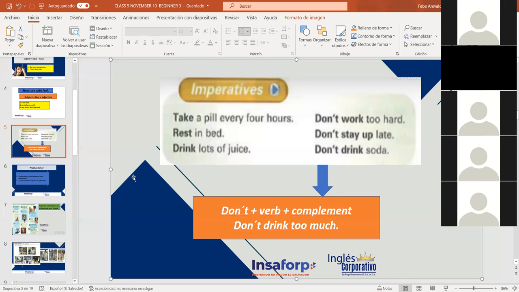Rest in a hammock. ¿Está bien dicho hamaca? Hamaca. I think that actually, esa sí es en español, no tiene translation. Okay. Drink a lot of water. It's true. Drink a lot of water. Excellent, Karen. Thank you. ¿Otra? Don't work on Saturday. All right. Excellent. Very good. Don't work on Saturday.